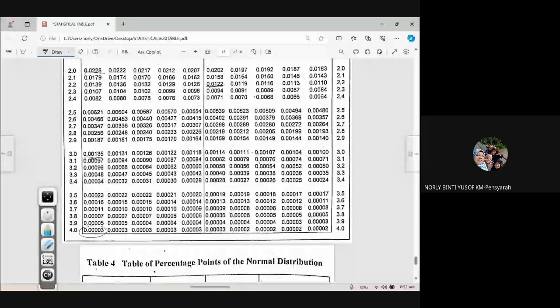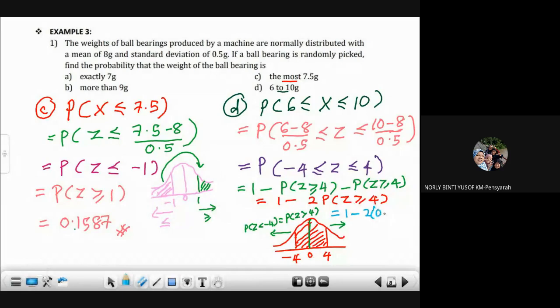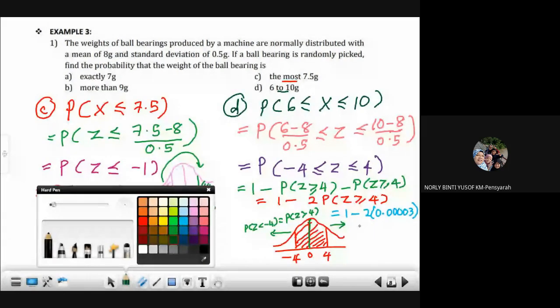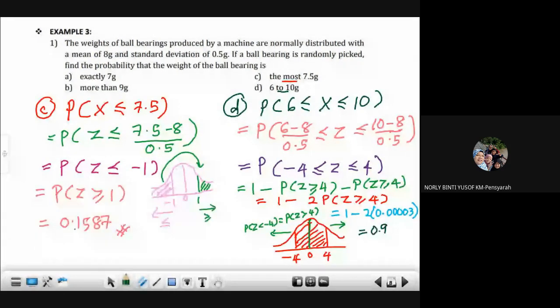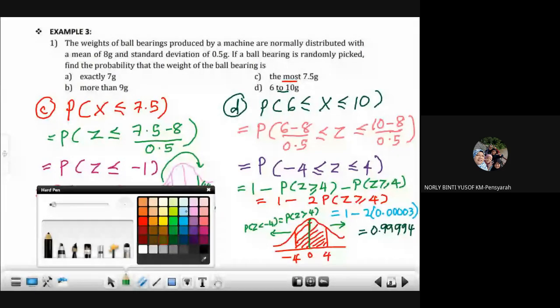So you ada 0, ada 4 kali kat sini. So 0.0003 kan. So 0.00 4 kali kosong dia, so 3. So you darab 2 lah. Ataupun you nak letak satu-satu pun boleh. Macam kat hijau ni. Tolak 0.0003 tu 2 kali kan. And then you simplify. You will got the answer as 0.99994.